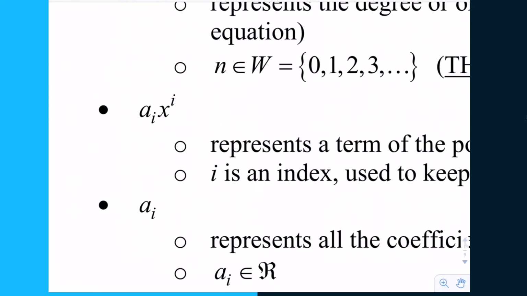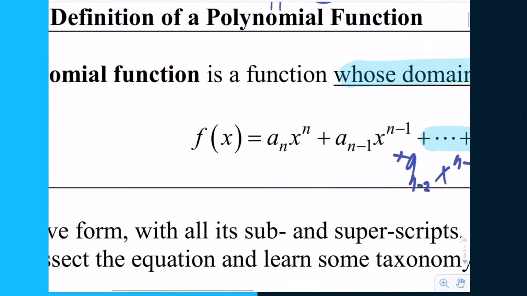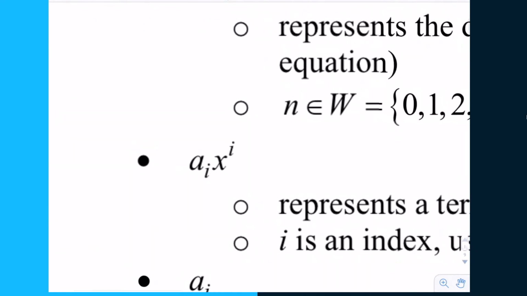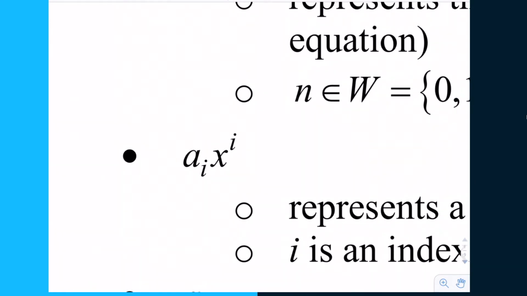We read that as a sub I times x to the I power. Now, this is kind of the same as a sub n x to the n, but a sub n x to the n is a very specific term in the polynomial, right? It is the largest exponent, so we call that the leading term, and then a sub n will be the leading coefficient. But a sub I, x sub I could represent any term in the polynomial.